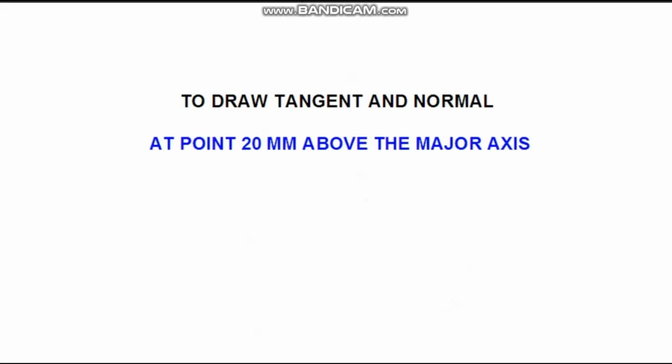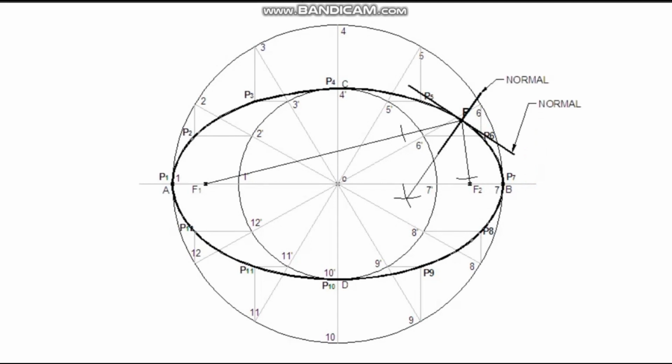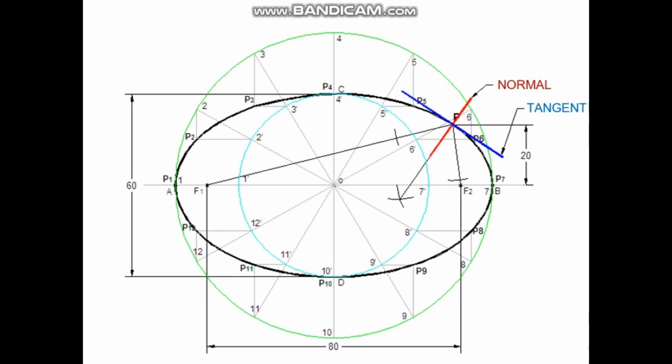To draw a tangent and normal at a point 20 mm above the axis, mark a point on the ellipse which is 20 mm above the major axis. Join this point to the focus points F1 and F2. Draw a bisector for this angle F1 P F2. This is the normal of the ellipse. Draw a perpendicular to the normal. This is the tangent.